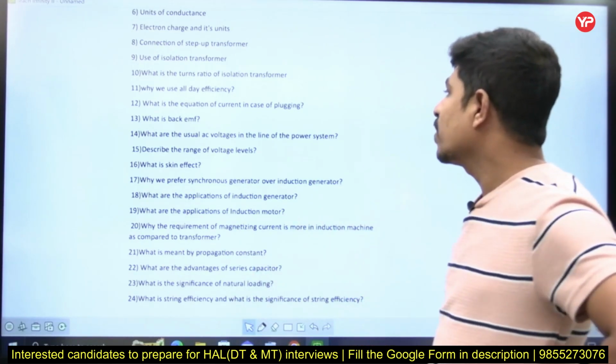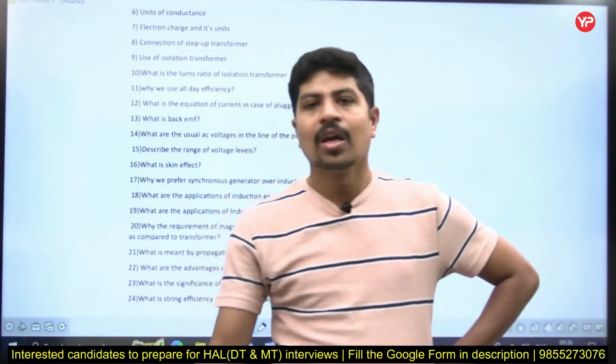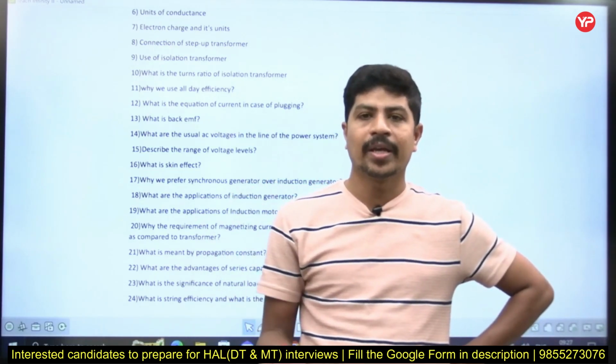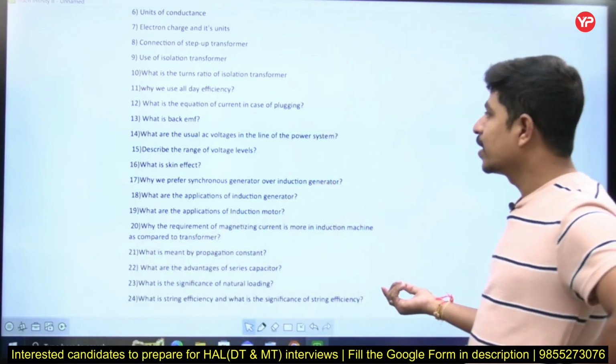Next, what is the equation of current in case of plugging? We have different types of speed control of a DC motor, plugging, rheostatic braking, right? So he is asking what is the equation of current in case of plugging.